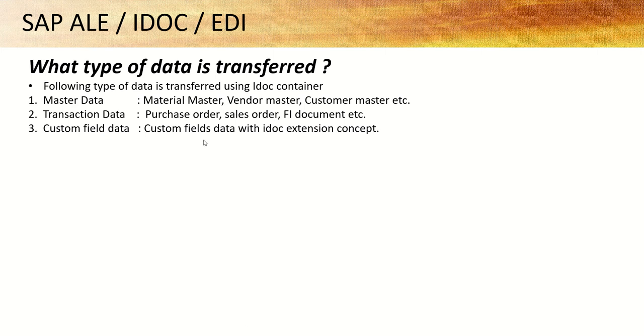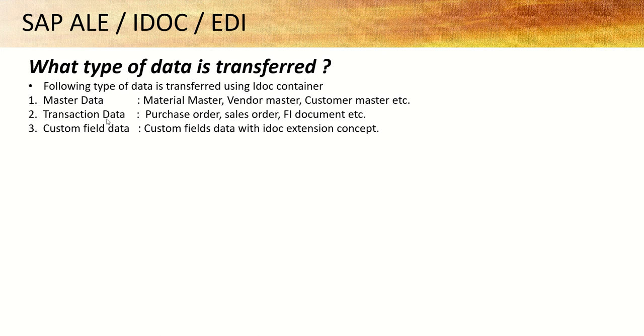So in general, we transfer different types of data like master data. Master data means like material master, vendor master, customer, etc. And we can transfer transaction data, that is the purchase order, sales order, FI document, etc. When we are dealing with the transaction data like purchase order and sales order, those come under the part of EDI, that is electronic data interchange, because when you're transferring the purchase order from the sender system to the receiver system, based on that data, the sales order will be created. Similarly for the sales order and the FI documents. So that's why it is known as the electronic data interchange.